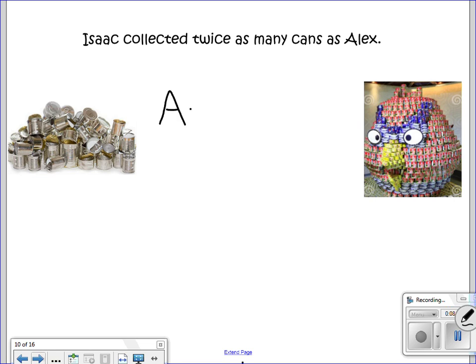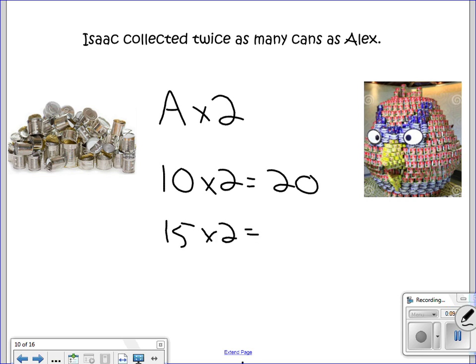We are finding A, right? So whatever Alex collected, we're going to multiply by 2. That makes more sense. Because we're trying to find out what Isaac did. So if Isaac collected twice as many as Alex, and we're dealing with A, if Alex collected 10 cans, then Isaac collected 20. I apologize. If Alex collected 15, then Isaac collected 30. Okay. And the reason why, it's actually perfect that you were able to see me problem solve on that one, because you're going to see that tomorrow in class. Are you going to divide or are you going to multiply?